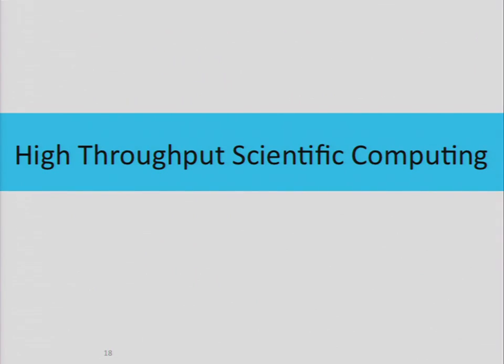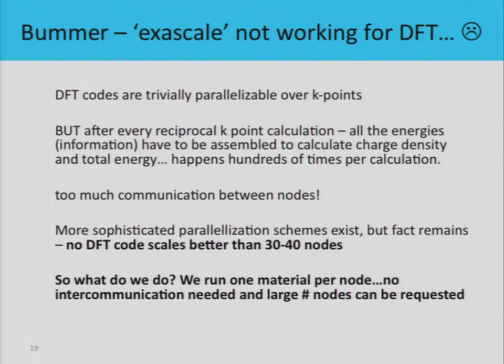So let's go to the high throughput scientific computing part. Now we have the tool and we have the vision. Let's say we had tons of computing at our disposal. What would we do? It turns out that these DFT codes that I just said were so great are trivially parallelizable over k-points. That's how we solve our problem in k-space, in the reciprocal space. We don't solve them in real space, typically. So it really is easy to do that.